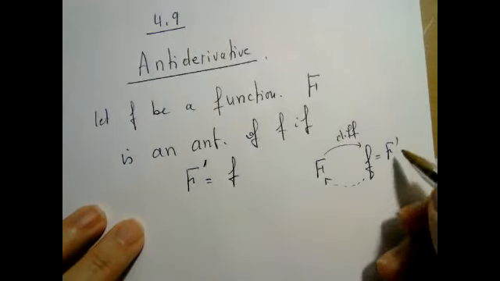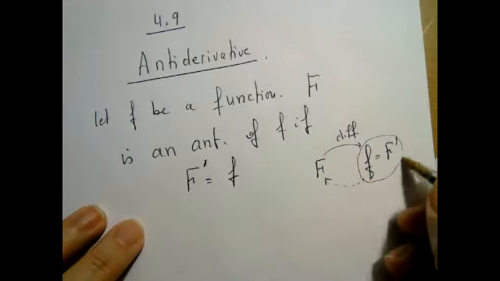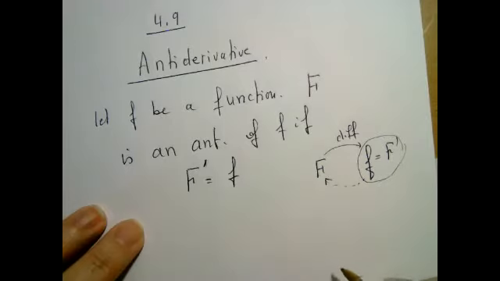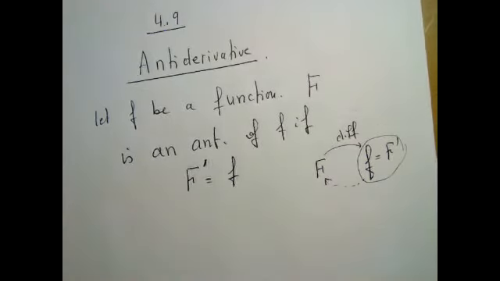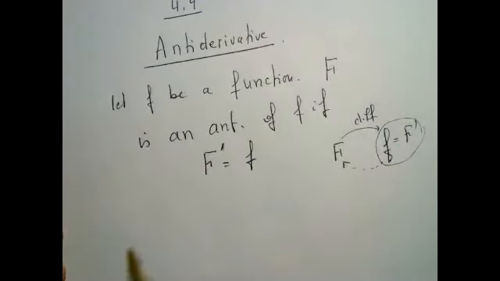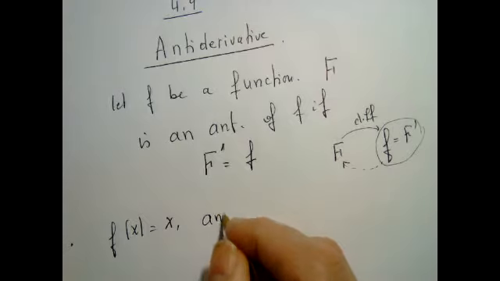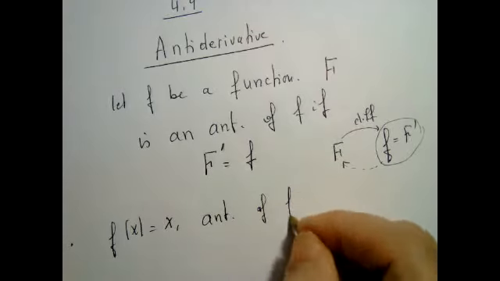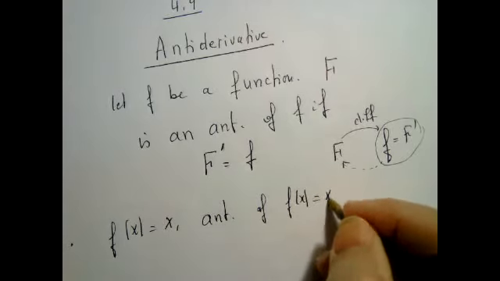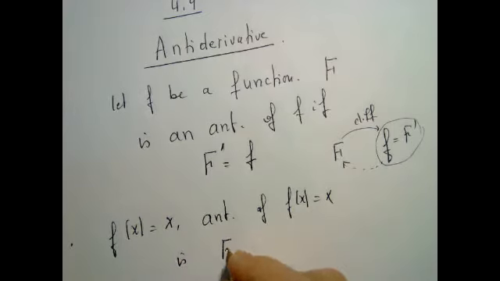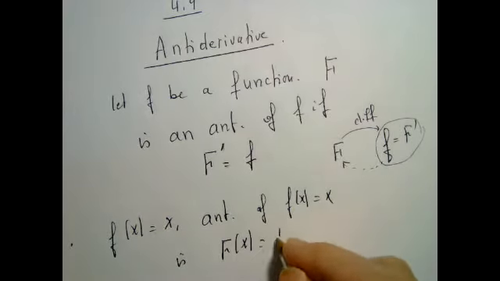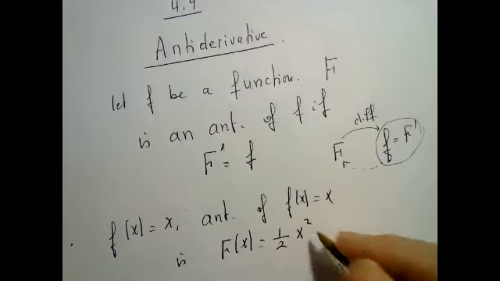And now our goal is the following. If we have little f, how can we find big F? So we're backtracking as we said yesterday. Now, the first example we did yesterday was the following. Suppose f of x is equal to x, then an antiderivative of f, we figured out yesterday, was a half x squared.